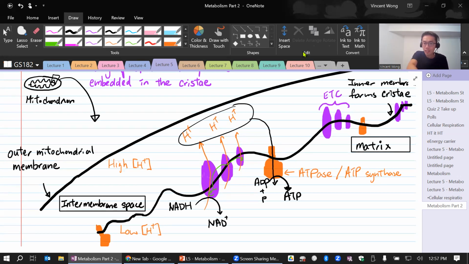Okay, remember, this whole process has two parts to it. You need to build up the dam. You need to build up the high concentration of H+, and you need to let it go through the ATPase. If you interfere with either of these steps, we're not going to be making enough ATP. All right?